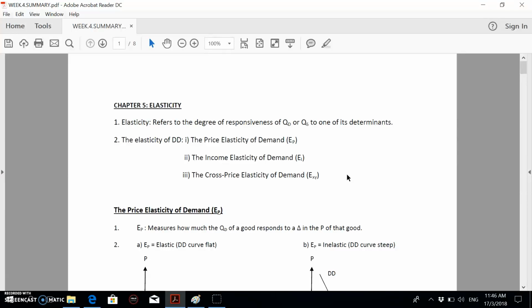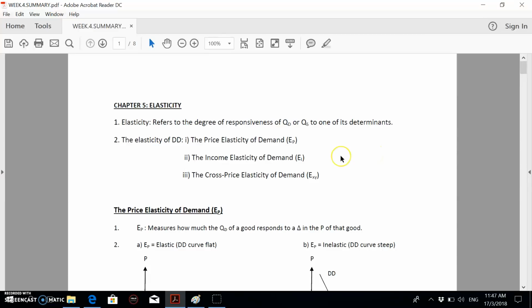However, the previous chapter only gave you the movement, increase or decrease, but you cannot determine the magnitude, how much. When the price increases by this percentage, how much will quantity demanded decrease? The same for the law of supply: when the price increases by 1%, how much will you as the supplier increase your quantity supplied? That's why we need to cover elasticity, in order for you to determine the magnitude. That's why it is said that elasticity refers to degree of responsiveness.